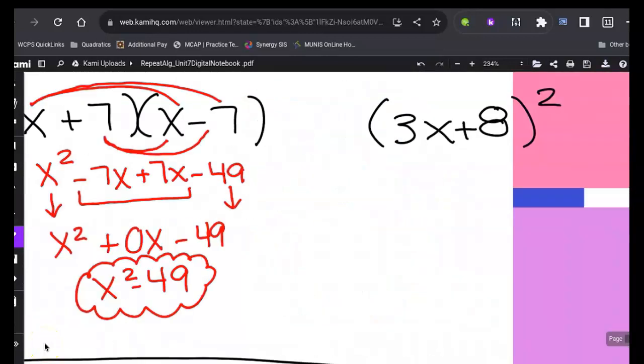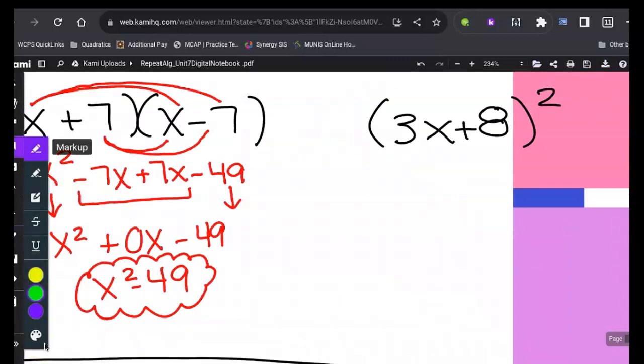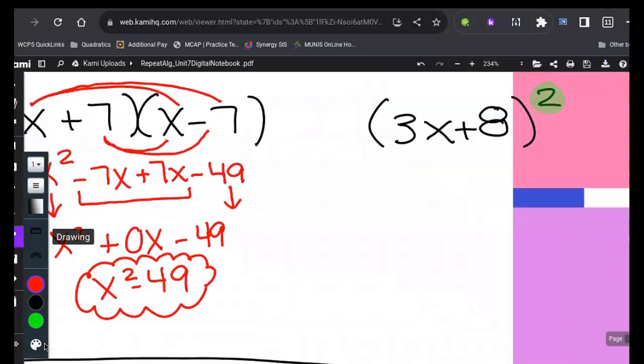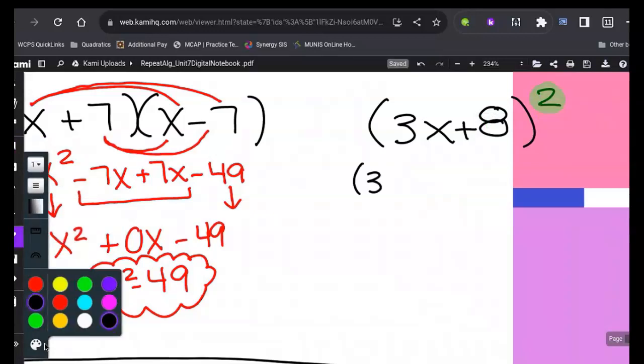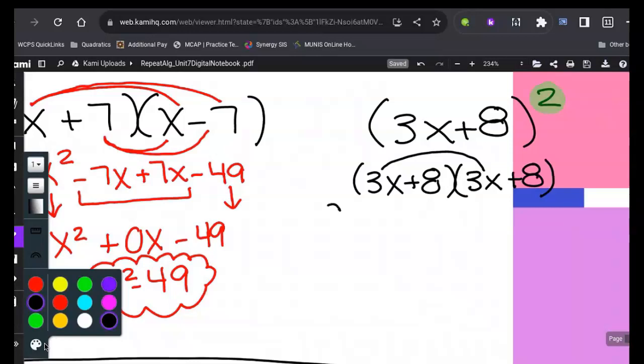So here's another one where it's a binomial to the second power. So that second power just tells us that we write it out twice. So we have 3x plus 8 times 3x plus 8. So we just write the same thing twice. And then we do the same method. We start with the first term, 3x, and multiply it by the first term in the other set. So 3x times 3x is 9x to the second power. 3x times 8, 3 times 8 is 24, keep the x.